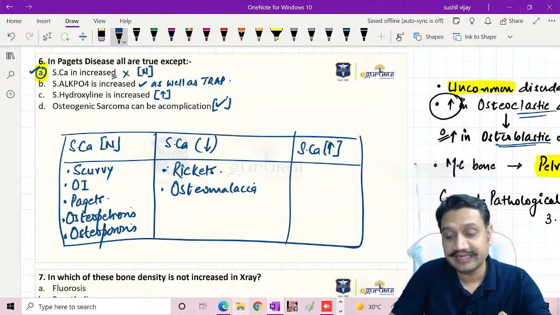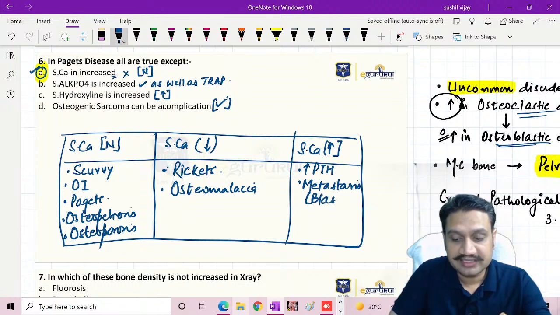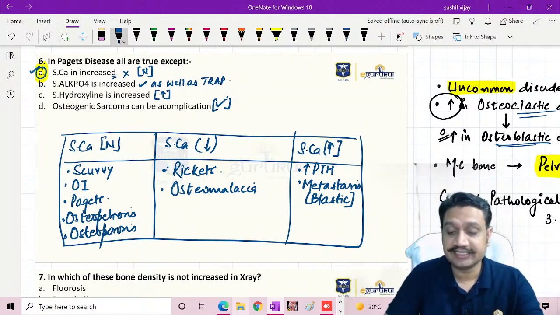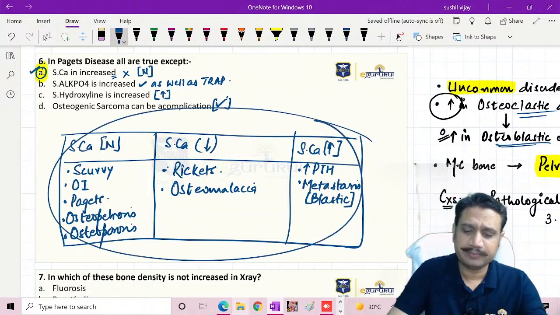And what about serum calcium increase? It is in hyperparathyroidism, that is increased PTH. It can be in metastasis, right? What kind of metastasis? All the blastic metastasis, when the osteoblast is producing bone formation. So malignancies, the secondaries, basically metastasis. So tumors or hyperparathyroidism, like multiple myeloma, can all produce an increase in serum calcium, right? So please remember this very basic thing.